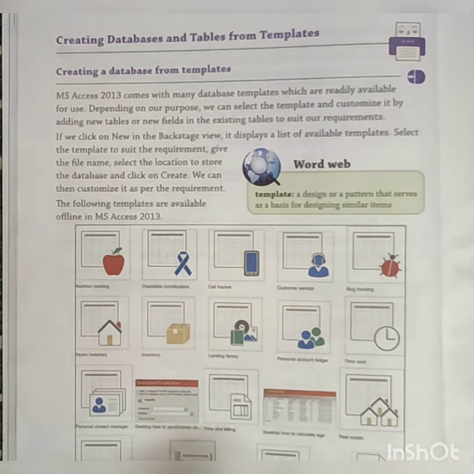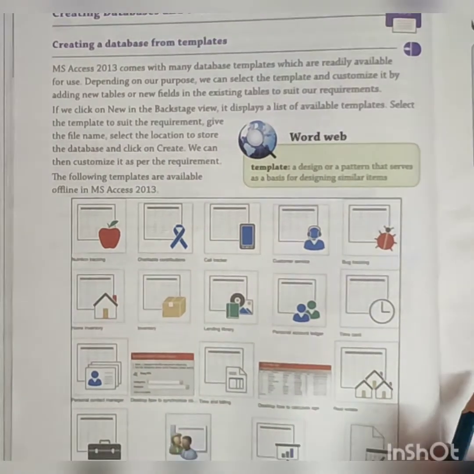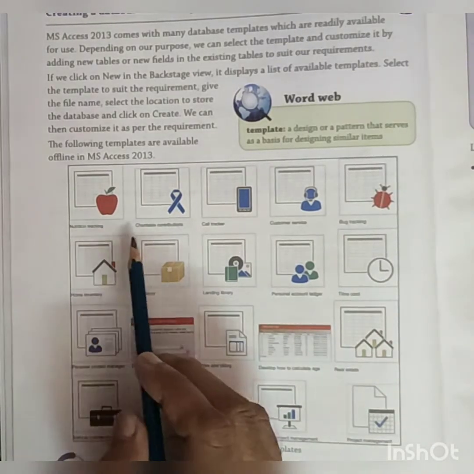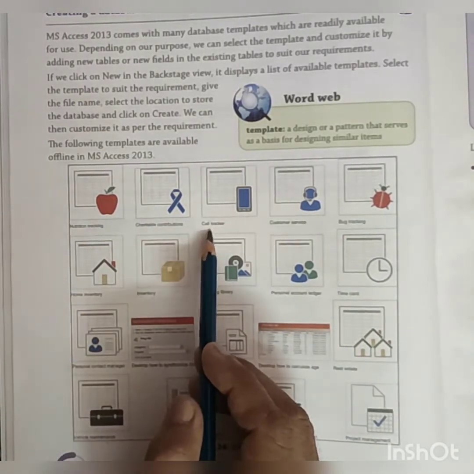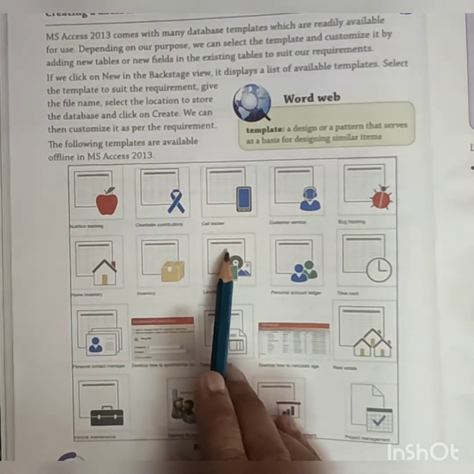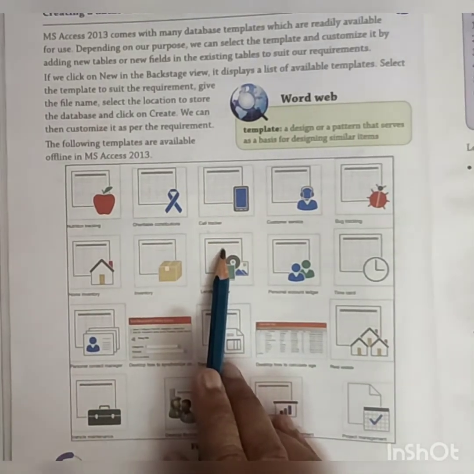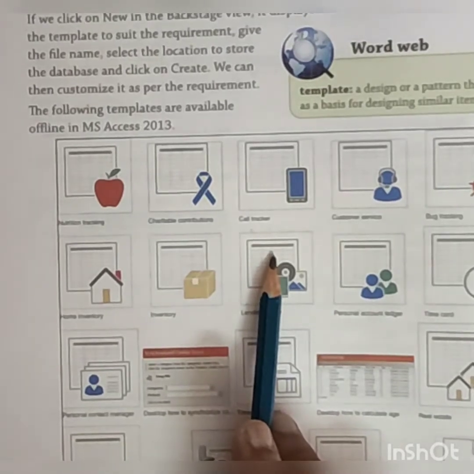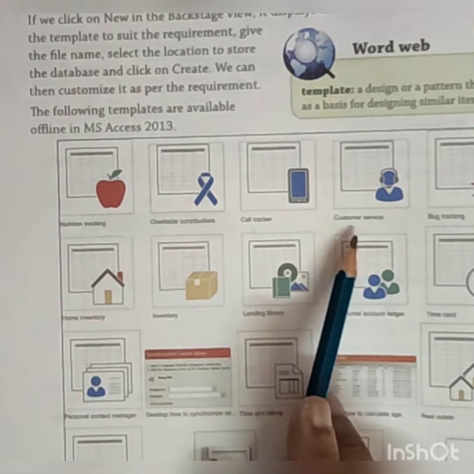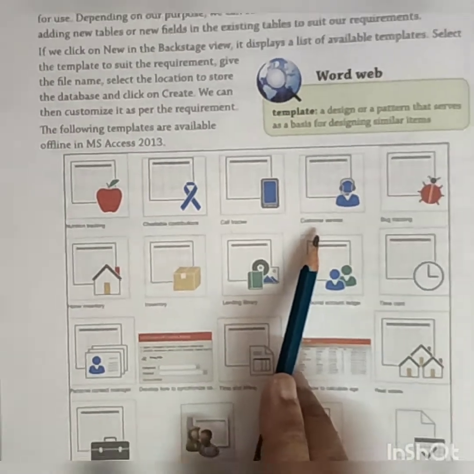About vehicle maintenance, that template is already given. About call tracker, that call tracker template is already given. Okay, so this way we can use the templates. Next, given consumer service, this template we can already use.